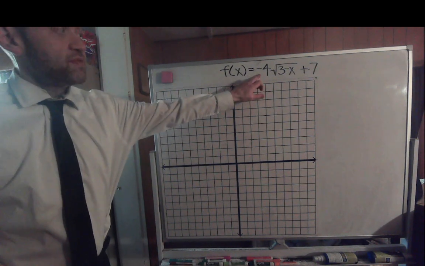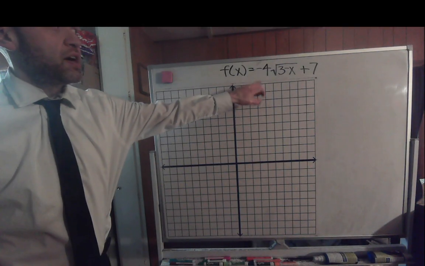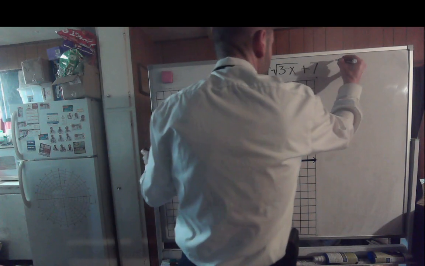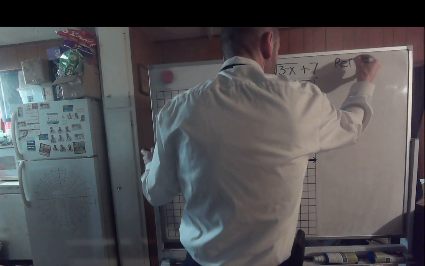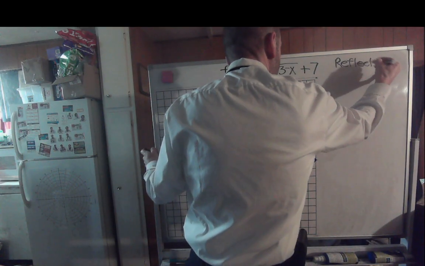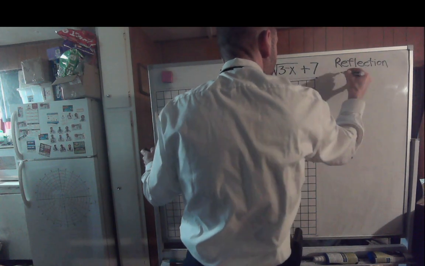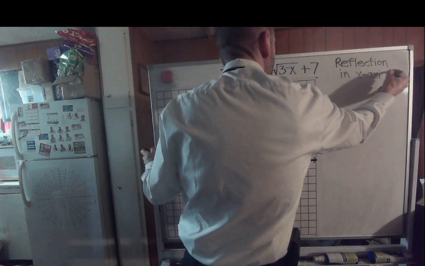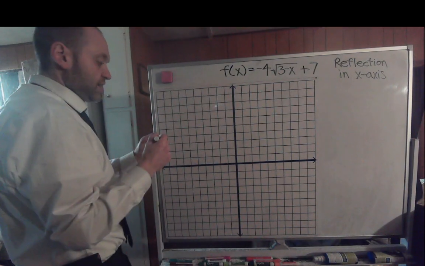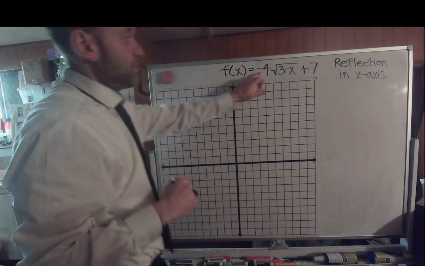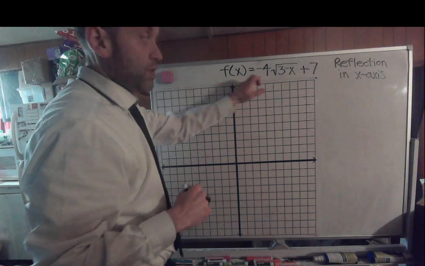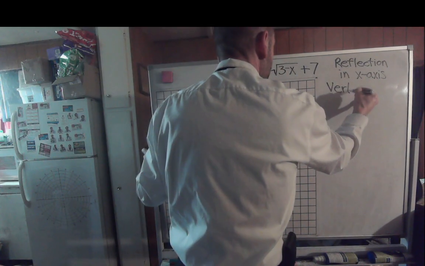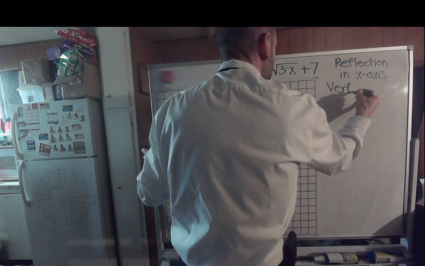We have a negative sign outside of the square root, which means we definitely have a reflection in the x-axis. So take this one piece of the equation at a time. What's that 4 for? Well, that 4 is a vertical stretch of 4, right? So we're vertically stretching this graph by a factor of 4.